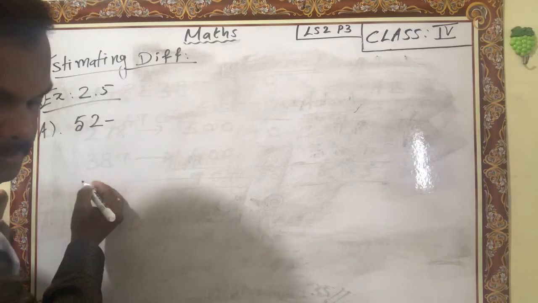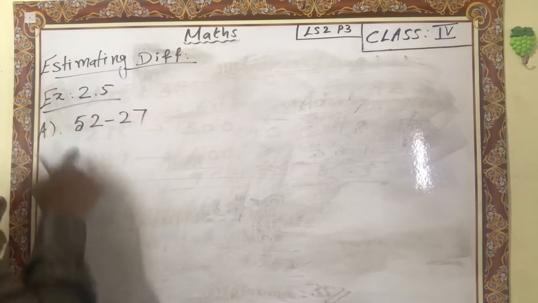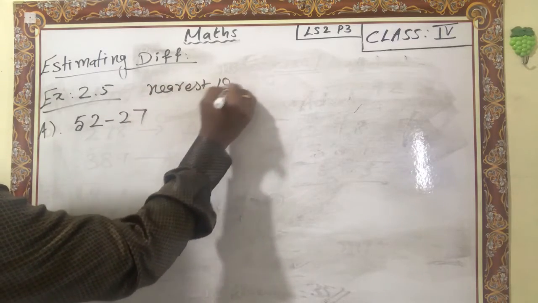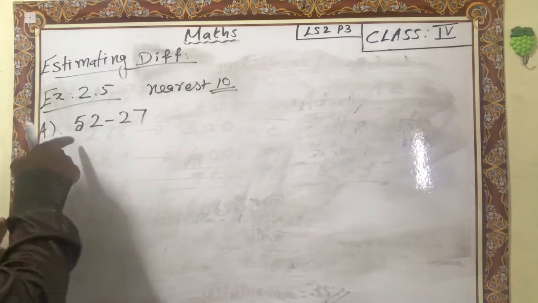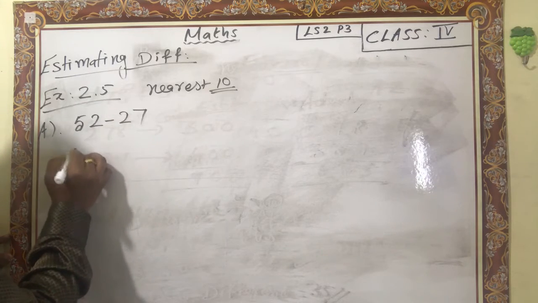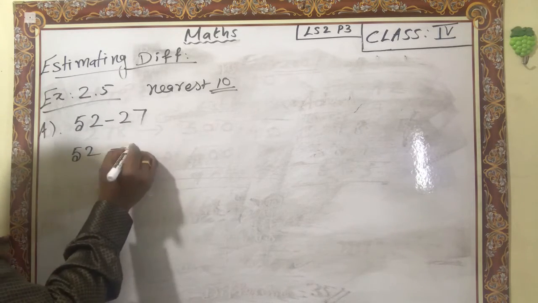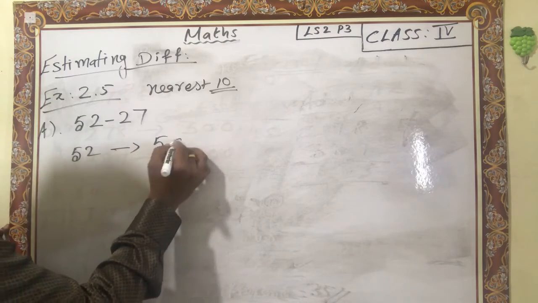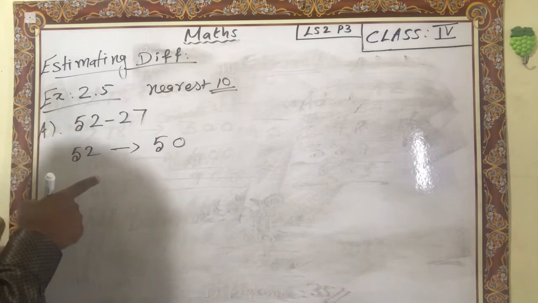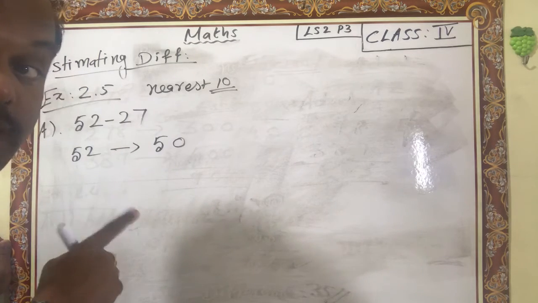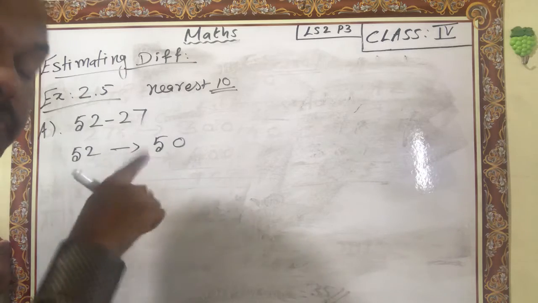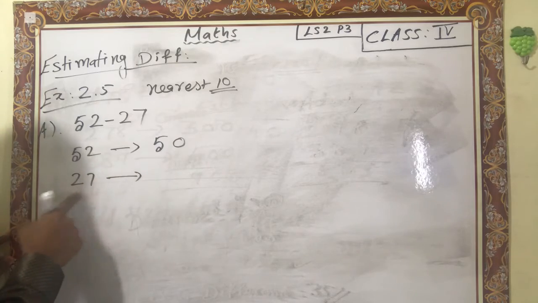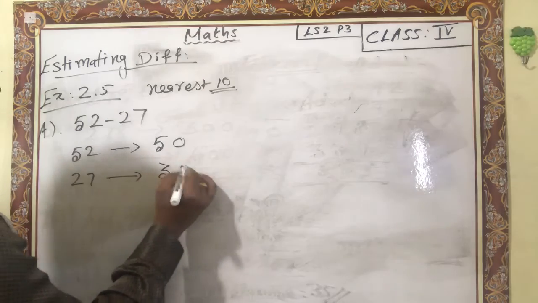52 minus 27. Estimate to the nearest 10. First, 52. What will be the nearest 10? 50 is the nearest 10. Here I will not teach how to find the nearest 10. Already I taught in the previous video. Next, 27. Nearest 10 is 30.